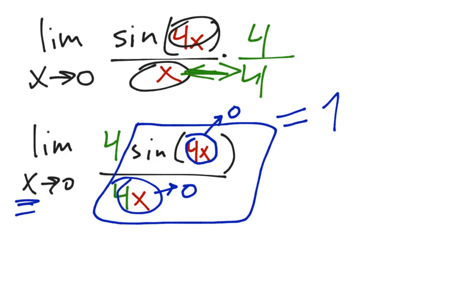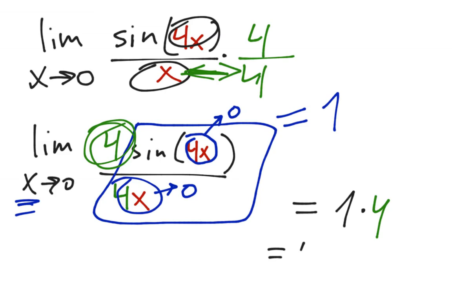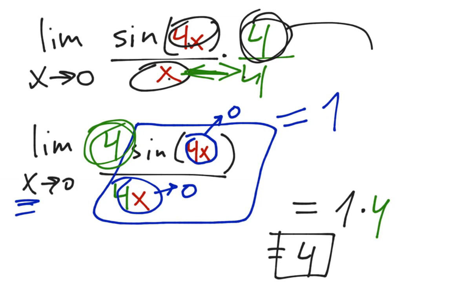Perfect. So our final limit is equal to 1 times, wait, don't forget that green 4. It's still there. So our final limit is simply equal to 4. So if this kind of problem shows up again, just remember, multiply the bottom to match whatever is inside that sine, and then that top part will stay with you till the end of the problem. Feel free to ask questions in class about this. It is a little bit tricky.